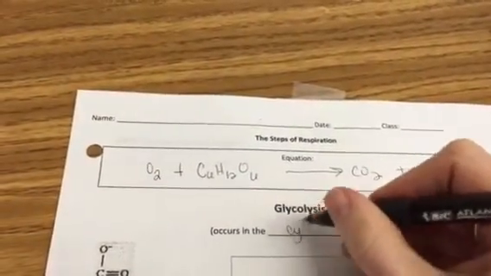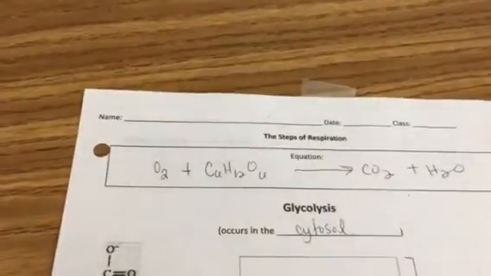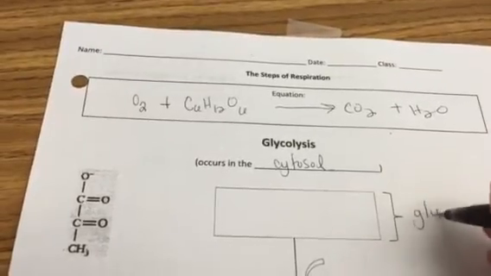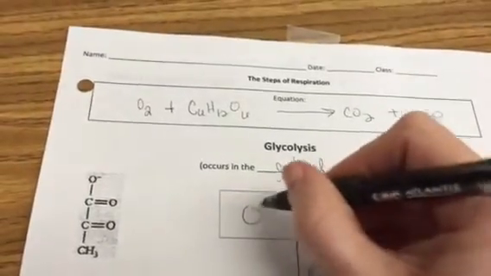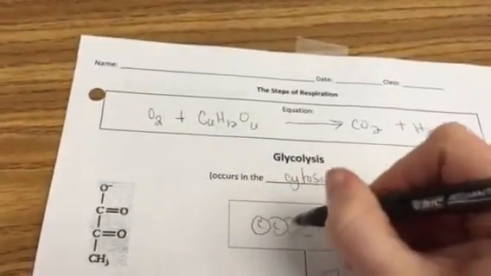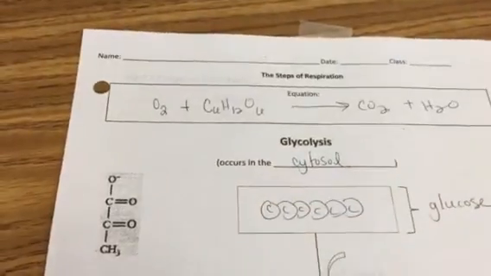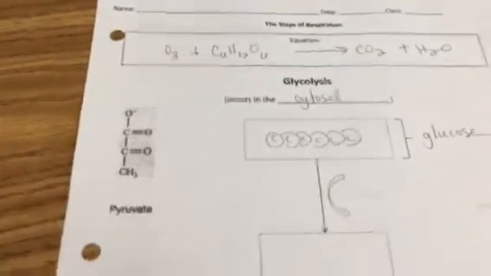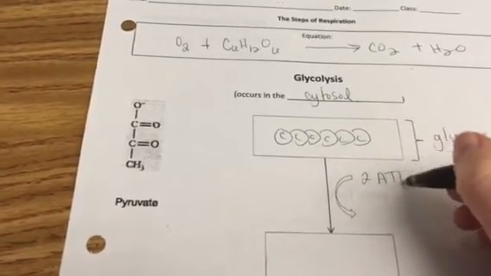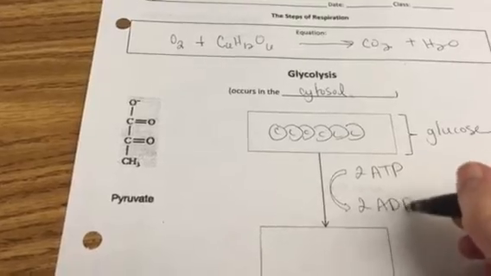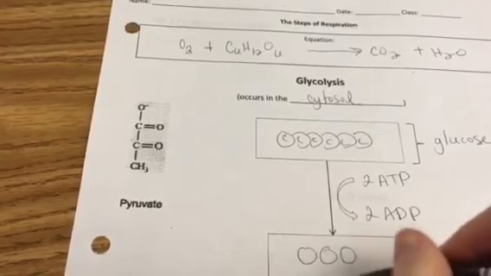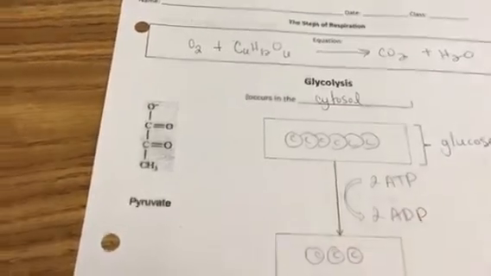Glycolysis occurs in the cytosol. We're going to start off with glucose. I'm going to show it as just carbons, but you know that it's C6H12O6. I'll draw it as 6 carbons just to make it simple. We're going to add ATP to it, 2 ATPs. That's going to make it a little bit unstable, and it's going to split into 2 molecules, each with 3 carbons.